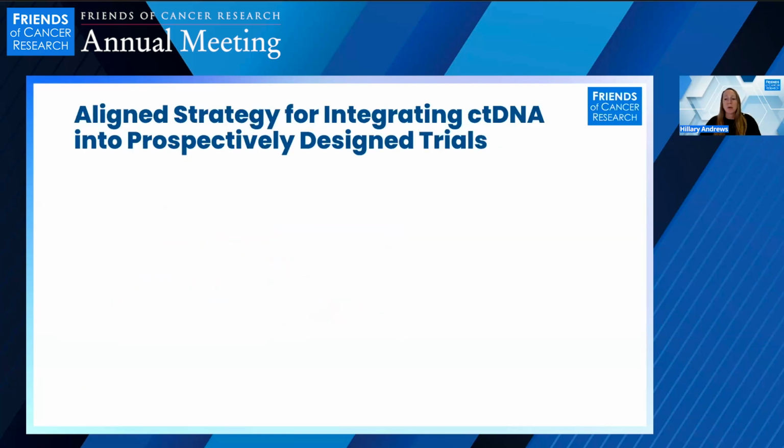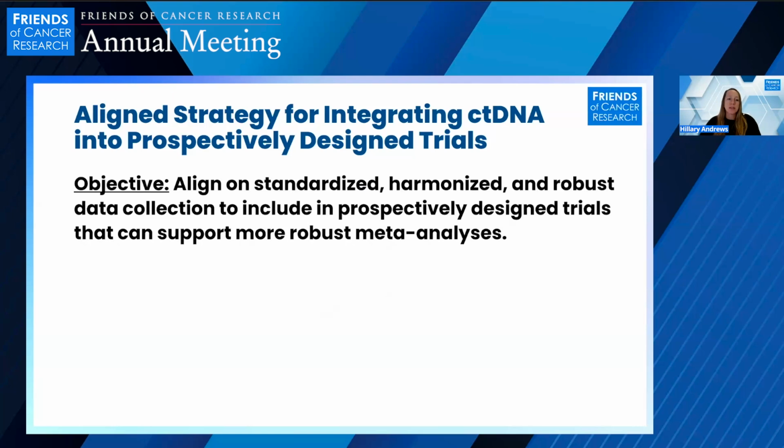During the Friends annual meeting, we'll discuss an aligned strategy for integrating ctDNA into prospectively designed trials. The working group is also working on a white paper that will be released before the meeting, which we encourage you to read before you attend. The objective of this work is to align on standardized, harmonized, and robust data collection to include in prospectively designed trials that can support more robust meta-analyses.